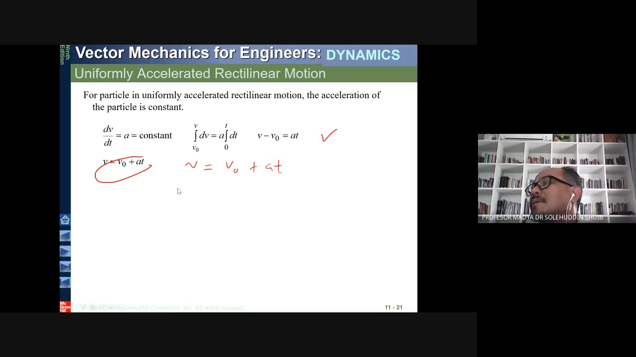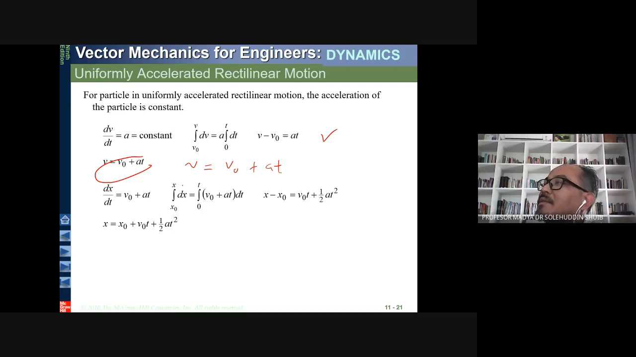So in the case of constant acceleration, we get v equal to v₀ plus at. Same thing for the next one. For the case where the acceleration of the particle is constant, you get x equal to x₀ plus v₀t plus half at squared. So the keyword here is when the acceleration of the particle is constant. Therefore, we can use this equation.